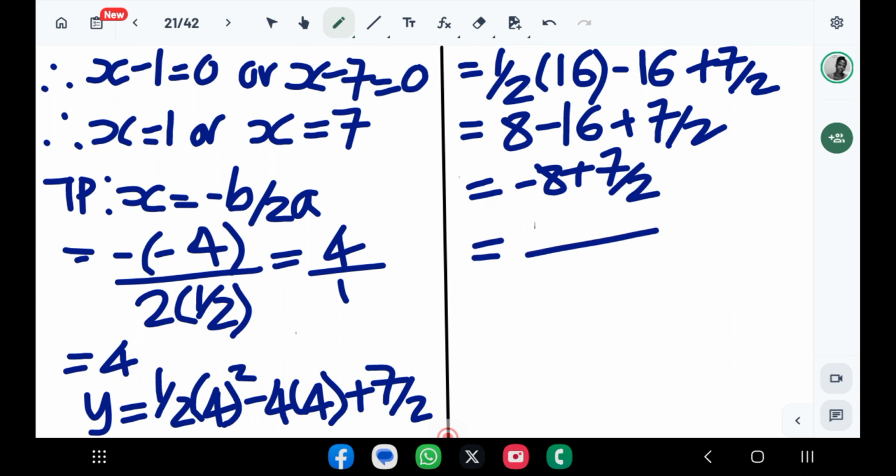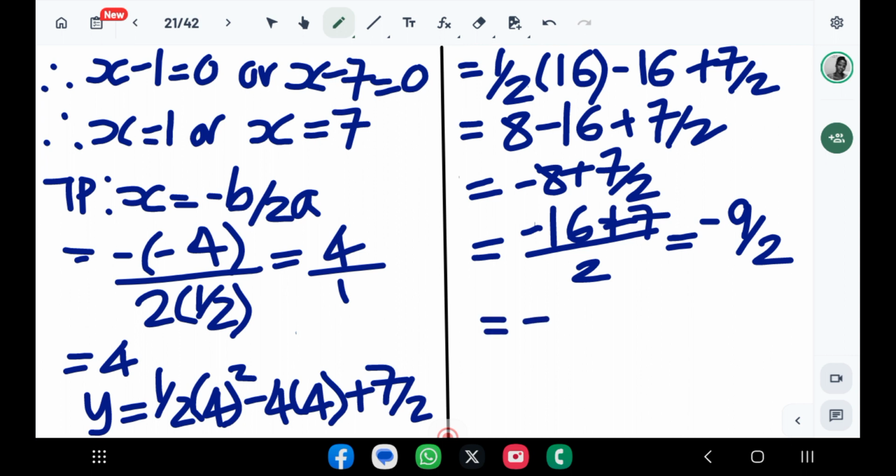Lowest common denominator is 2, so that's minus 16 plus 7. Take out a calculator. Negative 16 plus 7 gives you negative 9. That's negative 9 over 2. How many times does 2 go into 9? It goes 4 times and leaves a remainder of 1, so that equals negative 4 and a half.